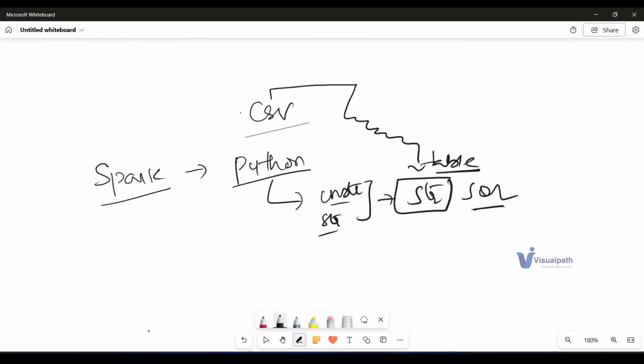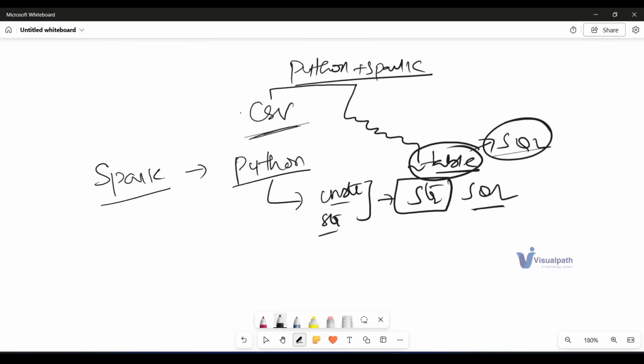So the moment a table comes in, what should you strike with? SQL. But the data is available in the form of CSV. For all necessary transformation, I'll use Python plus Spark, get all my job done. By the time I bring the data into a table to run my queries, I'll use SQL. So it depends on the requirement, it depends on the situation.